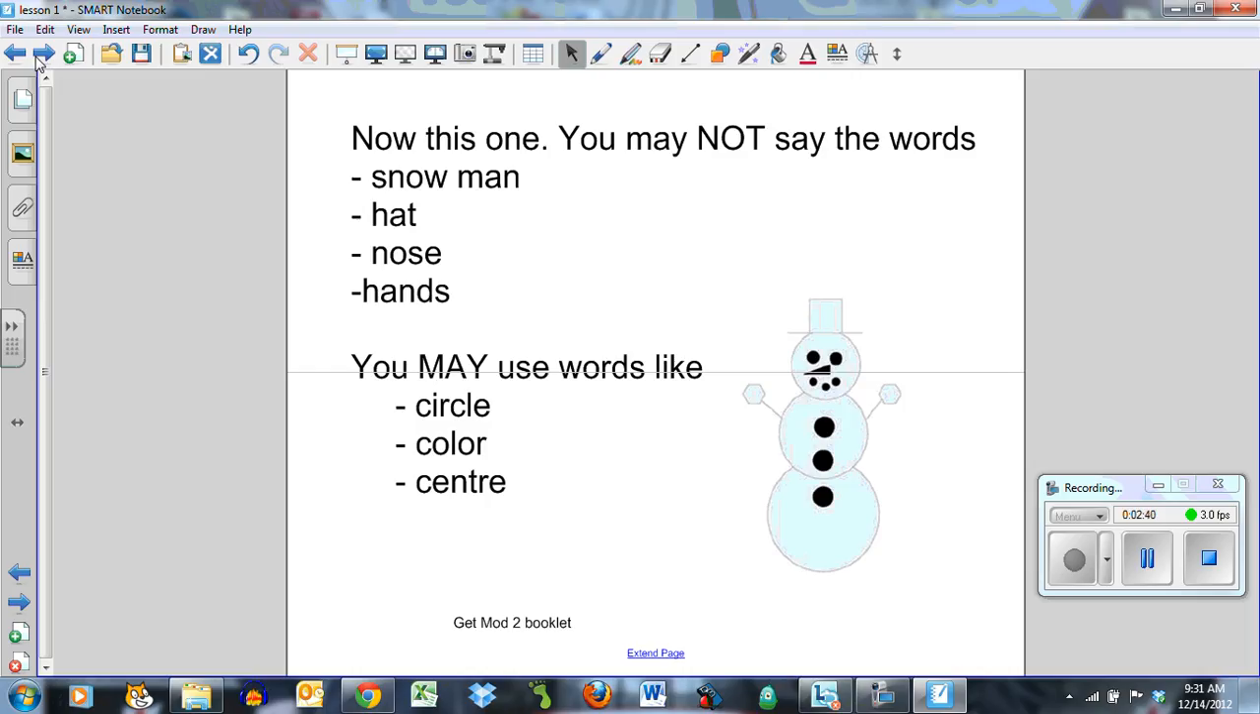Okay, here's the next picture. These are the words that you may not say, and these are the words that you may use. Okay, so go ahead and try to draw that picture given the set of instructions that the other person is giving. Put the video on pause and then compare answers.